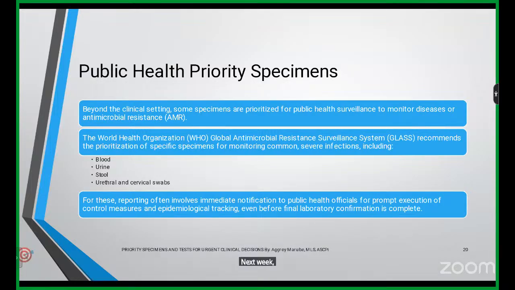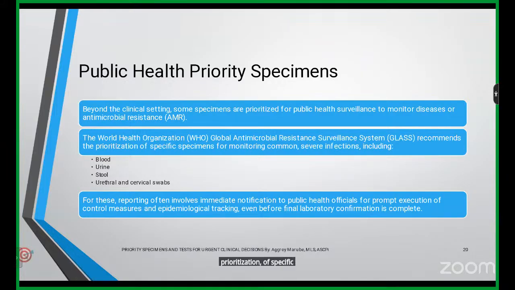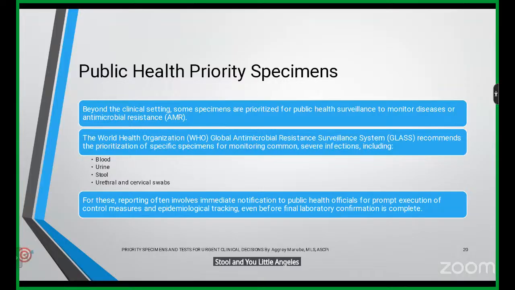Next, we're going to look at public health priority specimens. So beyond clinical settings, some specimens are prioritized for public health surveillance to monitor diseases or antimicrobial resistance. The World Health Organization Global Antimicrobial Resistance Surveillance System, that's GLASS, recommends the prioritization of specific specimens for monitoring common severe infections, including blood, urine, stool, and urethral and cervical swabs.